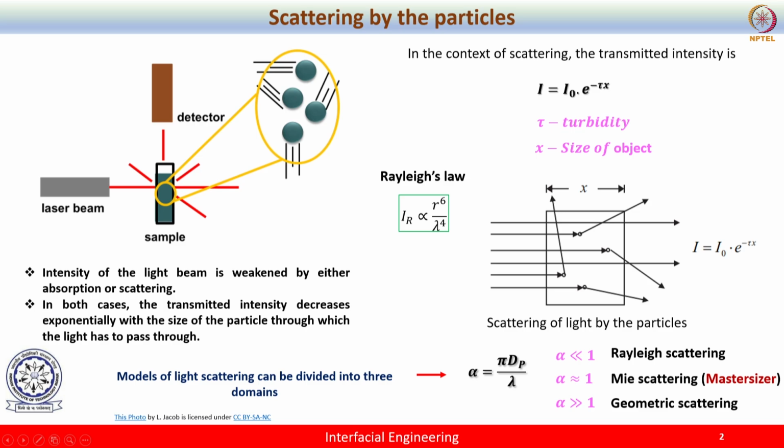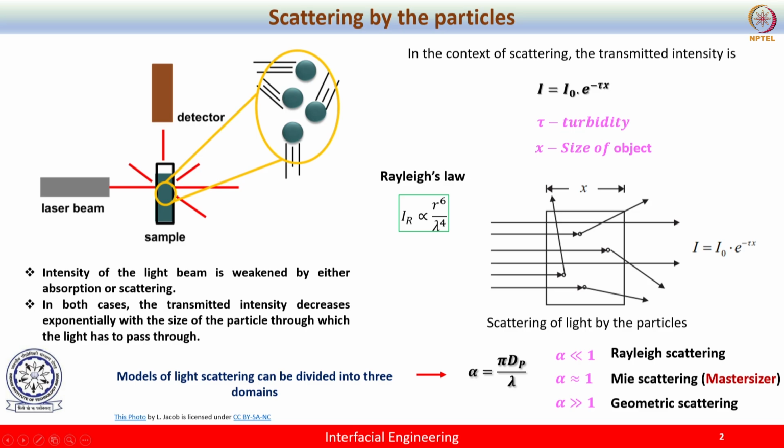So intensity of light depends exponentially, it depends on the exponential decay based on the size of the object and turbidity. You know that Rayleigh law is proportional to the sixth power of size and inversely proportional to the fourth power of wavelength. But for Mie scattering, this is a quite complex equation. In terms of size of the particle, there will be wavelength and there will be refractive index. It's not as compact as the Rayleigh equation.